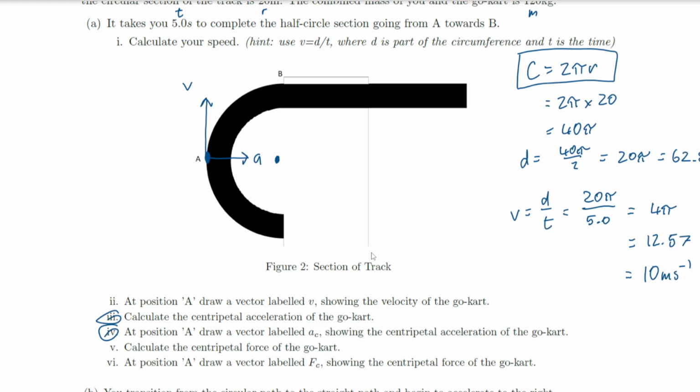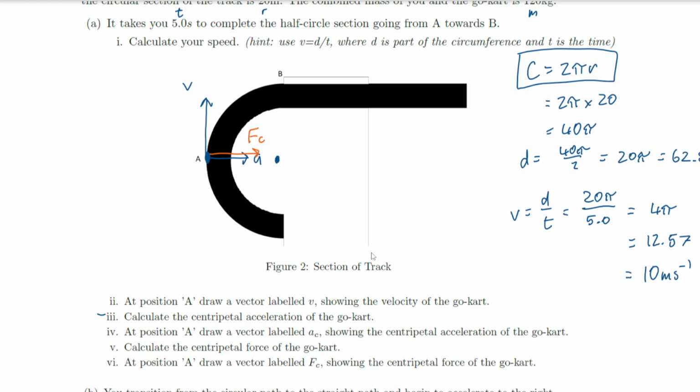Cool. And finally, while we're here, looking at part 6, it's asking us to draw a vector labeled FC to show the centripetal force. Well, we know the centripetal force acts in the same direction as the centripetal acceleration. Right? In order to provide that acceleration, the net force must be acting in that direction. Alright, now re-looking at the question. So we've done all of the vector diagrams to show velocity, acceleration, and force.